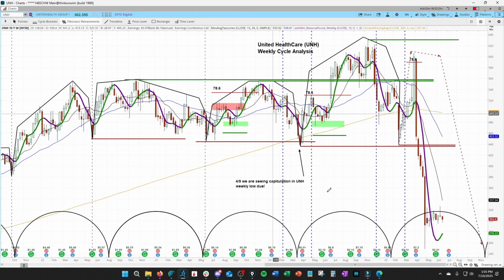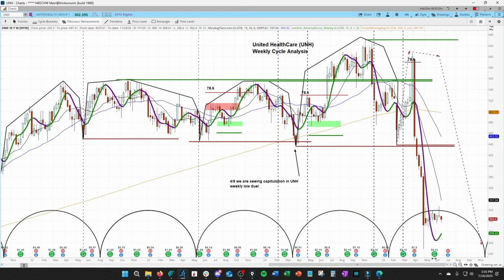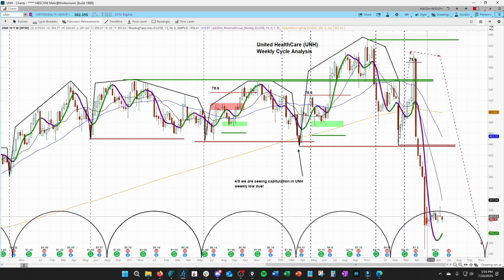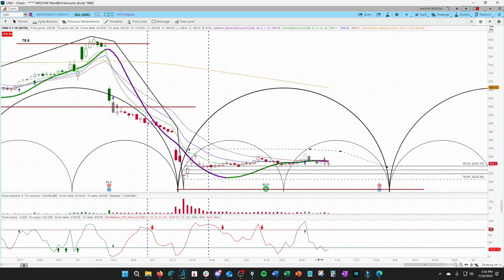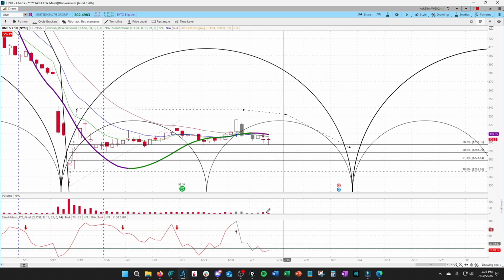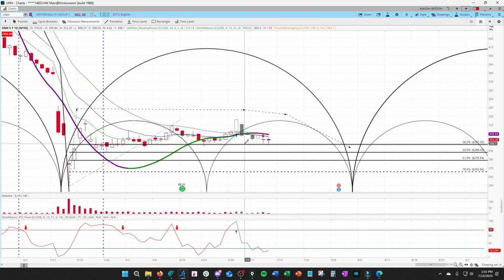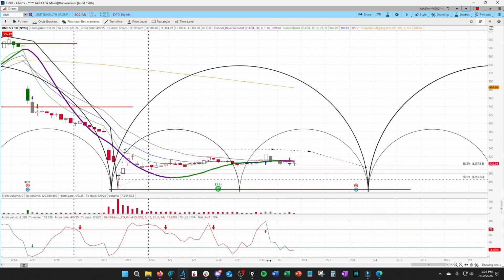UNH just has not done a whole lot. Been trading sideways after that news, and not seeing much to say here. A trough that's due out towards the later part of the year still. Short term, see if I can get this unskewed a little bit. There's a low that is due out here around the end of the month. Looks like there's also earnings coming up there. 297 to 278.